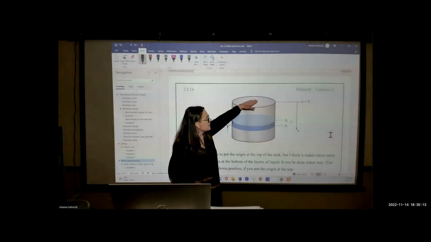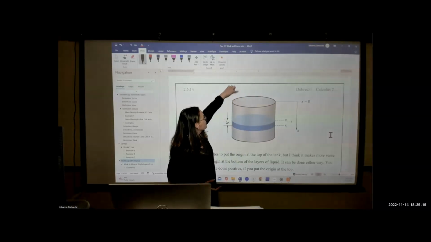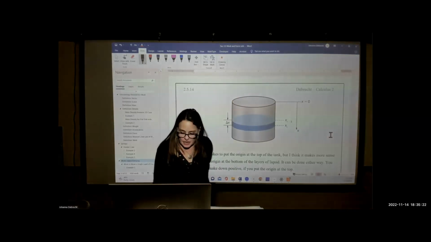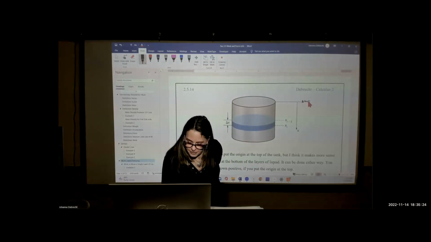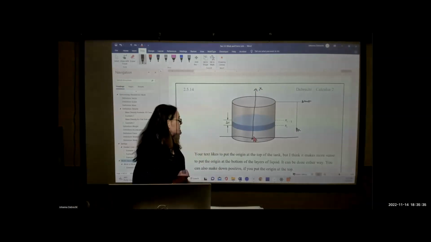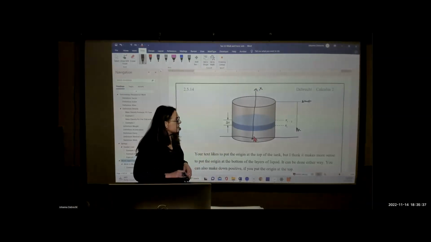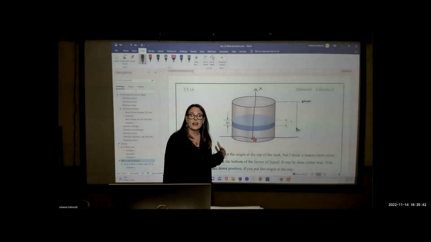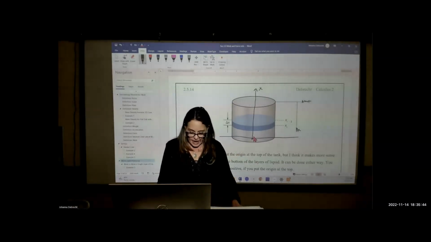The problem with putting it at the top of the tank, if the outlet pipe is above that, then you're going to have both positive and negative distances, which can be a little confusing. So I don't like to put mine at the top. Instead, I put mine oriented down here at the bottom. And so I would call this the x-axis, where this would be my origin down there at the center of the base. And so that way, all of my distances are strictly positive, and I don't have to worry about negative x values.